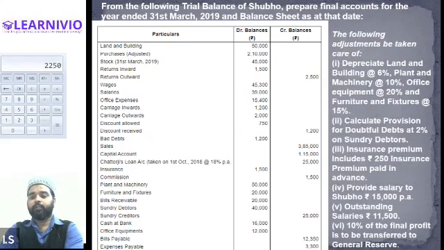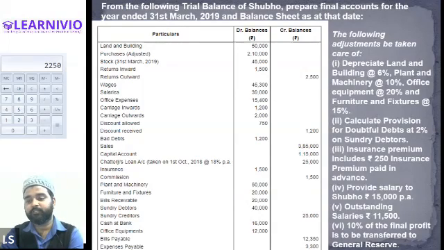So basically we need to provide for provision. We need to charge 2% for provision of bad debt. So we will have to reduce 2% from the value of the debtors. Sundry debtors is given as 40,000, right? So we will reduce 2%. After reducing 2%, whatever the remaining amount you will get, you will write it in the balance sheet.